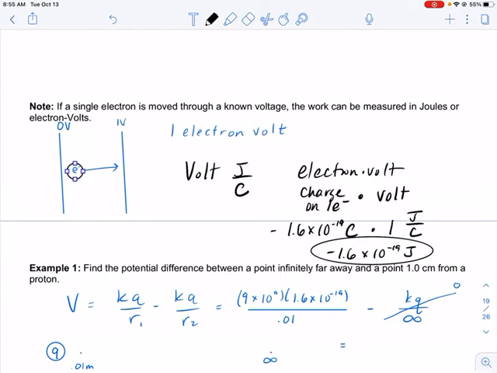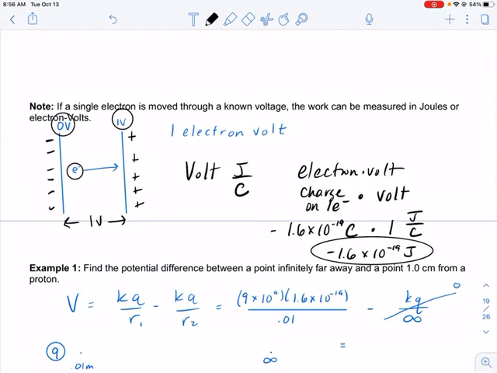So here I would have 2 charged plates. I know that the left plate is negative because the potential is lower. I know that the right plate is positive because the potential is higher. And I'm going to move an electron through 1 volt of potential difference. If I do that, the amount of energy that the electron would lose is negative 1.6 times 10 to the negative 19th joules.